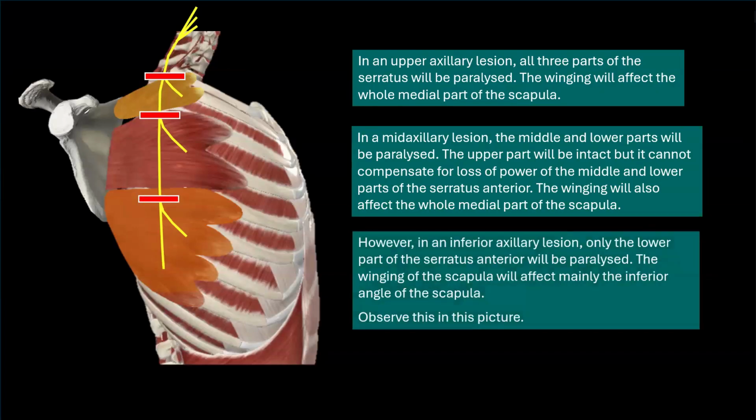However, in an inferior axillary lesion, only the lower part of the serratus anterior will be paralyzed. The winging of the scapula will affect mainly the inferior angle of the scapula. Observe this in this picture.